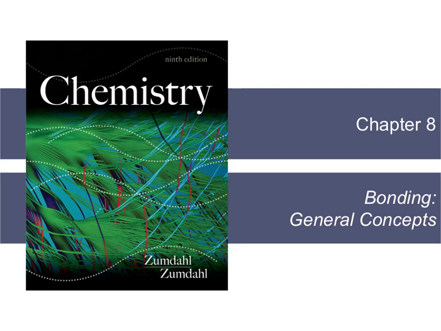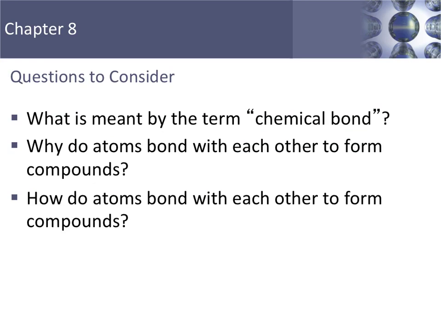In this chapter, we're going to take a look at bonding, both ionic bonding and covalent bonding, and we are also going to review Lewis structures. So initially, we want to consider what we mean by a bond and try to answer the question, why do atoms bond together? And when they bond together, what kind of bond do they form?